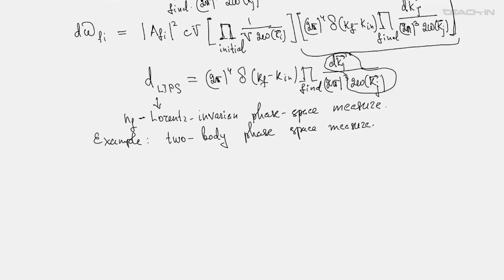So two-body phase space measure means that in the final state we have two particles. Let's give these particles masses, which I denote as m.